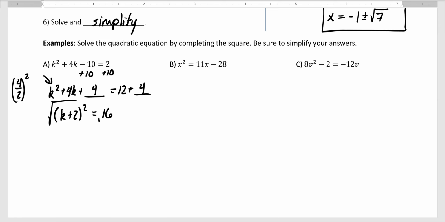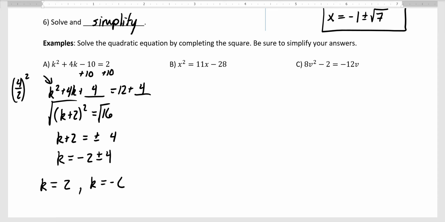Take the square root of both sides, so I get k plus 2 equals, don't forget the plus or minus, the square root of 16, which is plus or minus 4. K equals, to get k all by itself, I subtract 2, so negative 2 plus or minus 4. So negative 2 plus 4 would be positive 2. Negative 2 minus 4 would be negative 6. So those are my two solutions here. K equals 2, k equals negative 6.